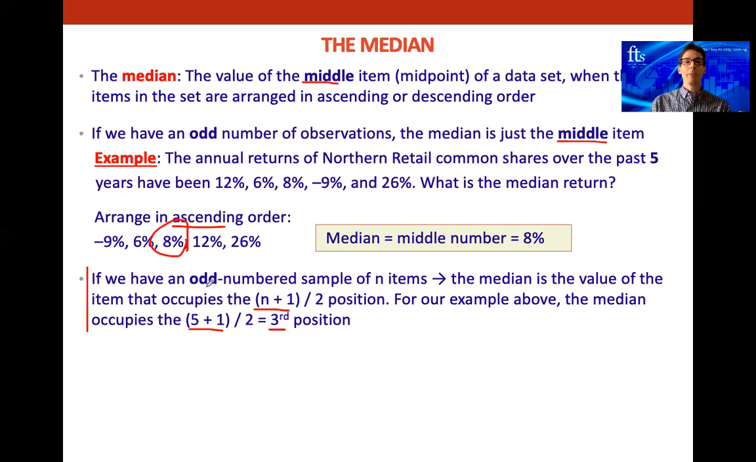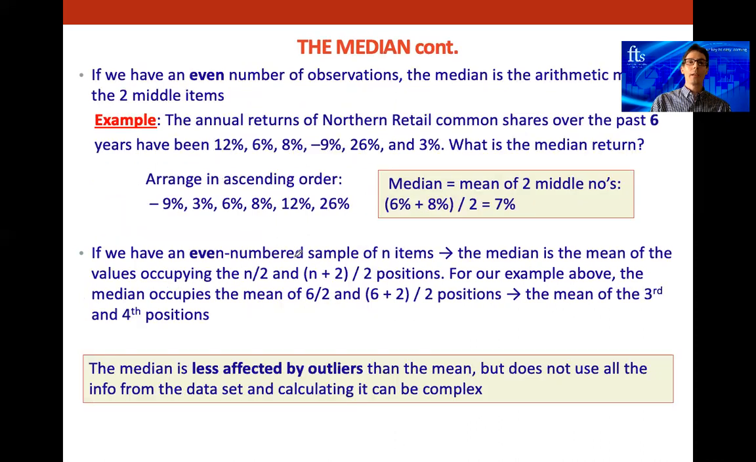So if we have 99 observations, of course 99 plus 1 is 100, and 100 divided by 2 is 50. So the median is going to be in the 50th position once we've ordered the data from smallest to largest. Great. So now, what about if we've got an even number of observations?